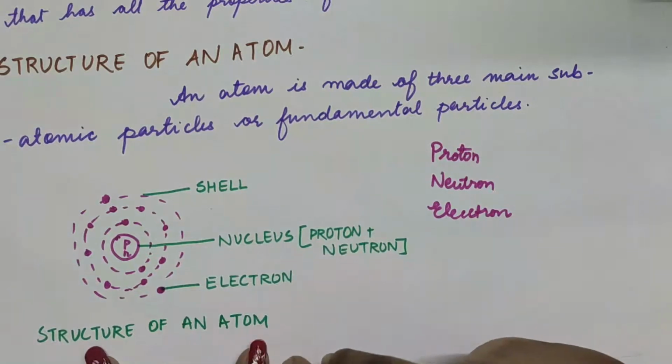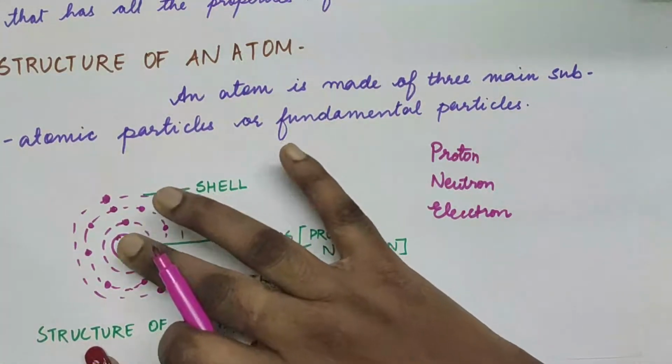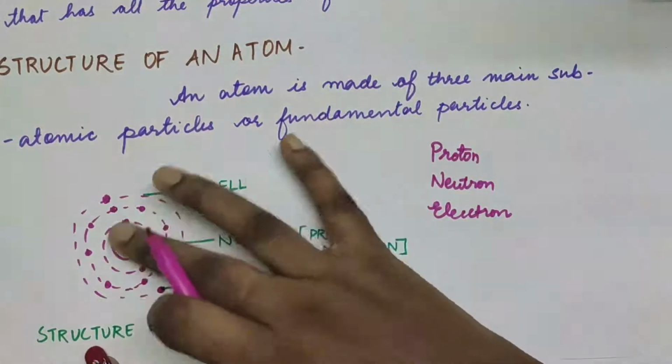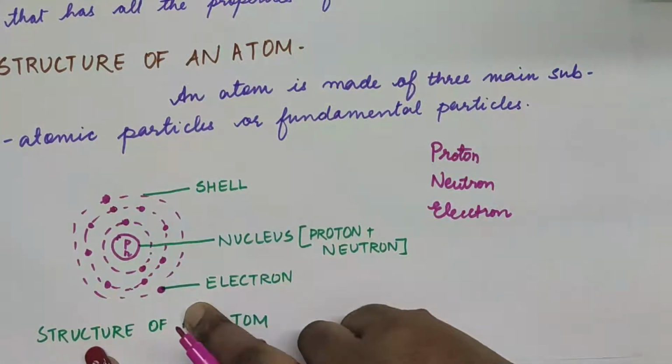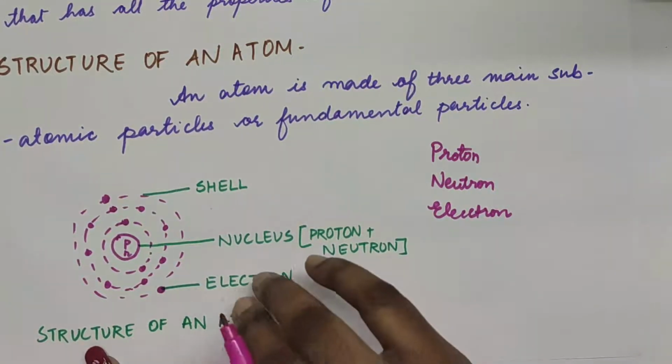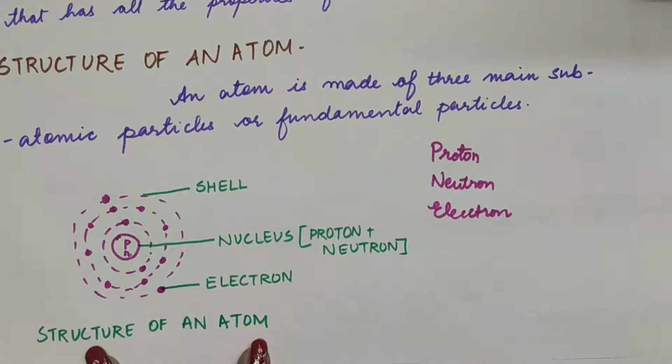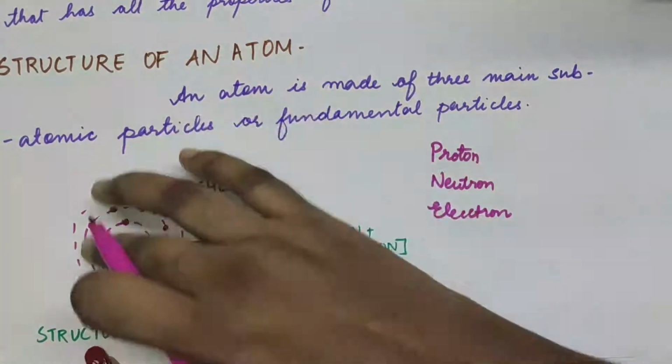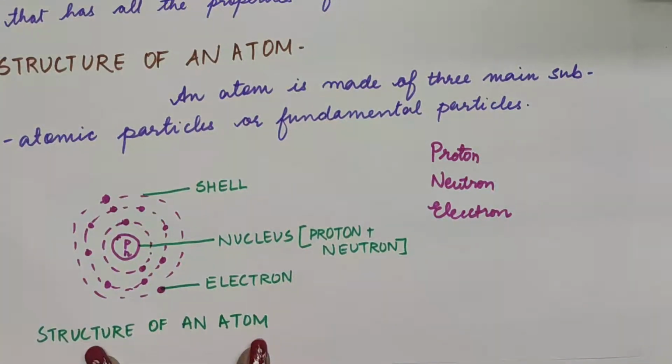It is very much similar to the solar system, you can say. Like the sun forming the nucleus, and around it in the orbits the planets are revolving. The structure of an atom is very similar to that. So we have in the center the nucleus consisting of the protons and neutrons, and around it the shells on which the electrons are revolving.